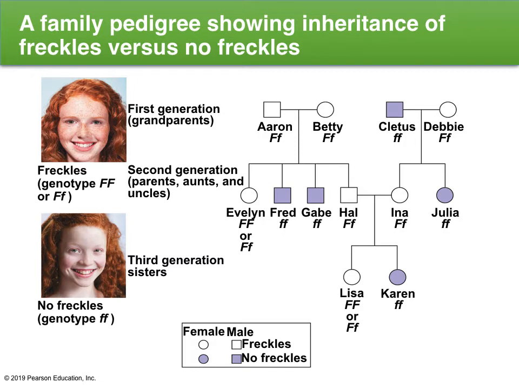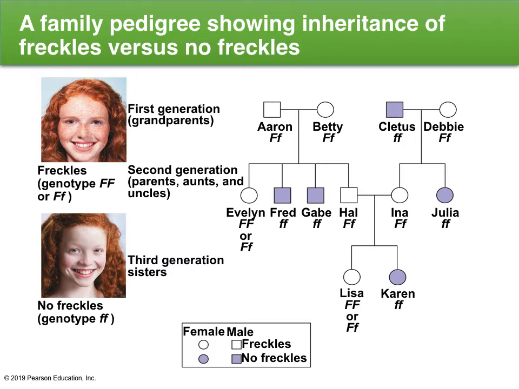So even though Julia did not have offspring herself, you know her genotype, because she has the recessive trait, she had to be homozygous recessive. So if you have a homozygous recessive offspring, then each parent has to have at least 1 copy of the recessive allele. If you see the recessive phenotype, then it's 2 copies of the recessive. If it's the dominant phenotype, then it could be a heterozygote.